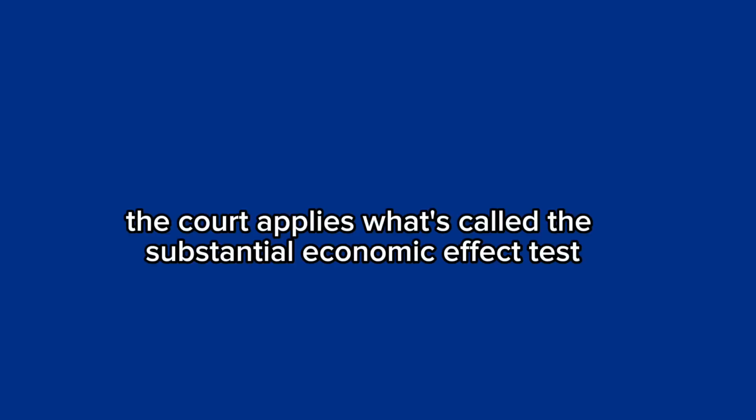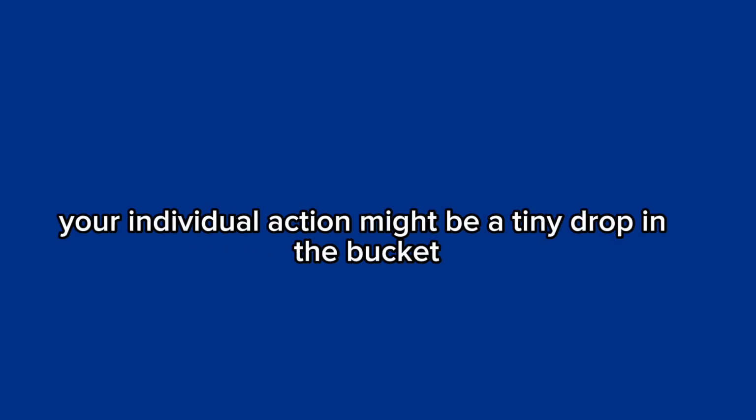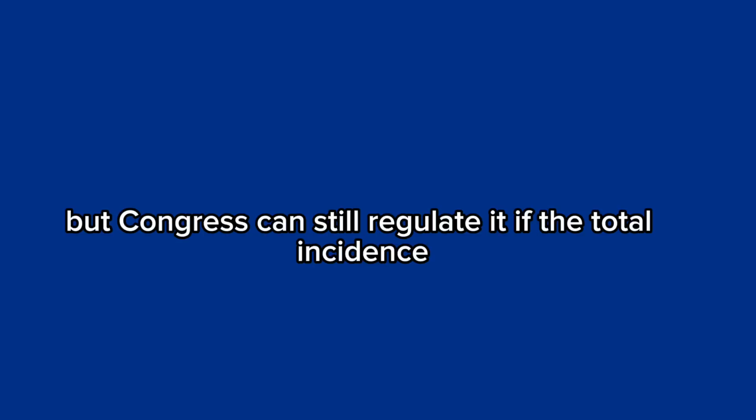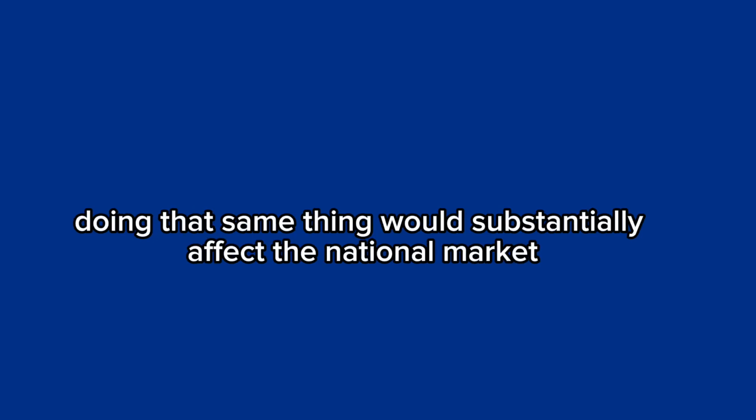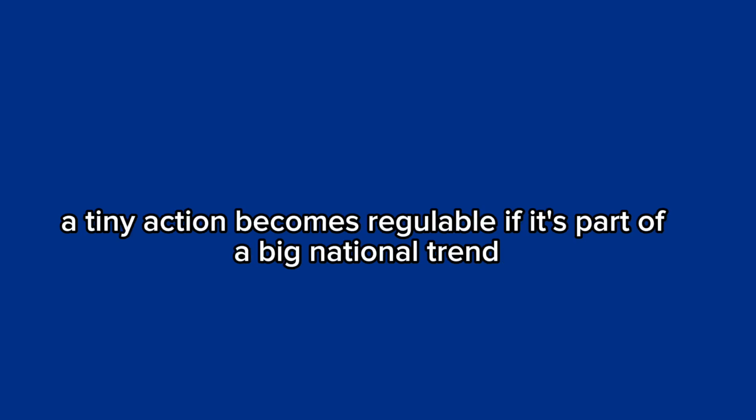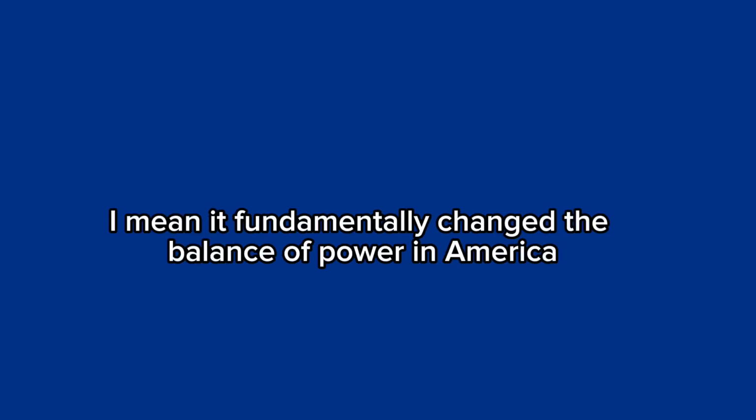Through this idea of aggregation, the court applies what's called the substantial economic effect test, but they look at it nationally. So my individual action doesn't matter so much? Your individual action might be a tiny drop in the bucket, but Congress can still regulate it if the total incidence, that is, the combined effect of everyone across the country doing that same thing, would substantially affect the national market. A tiny action becomes regulatable if it's part of a big national trend. That's the logic. And the classic foundational case for this is from 1942, Wickard v. Filburn. Yeah. This case fundamentally changed the balance of power in America.